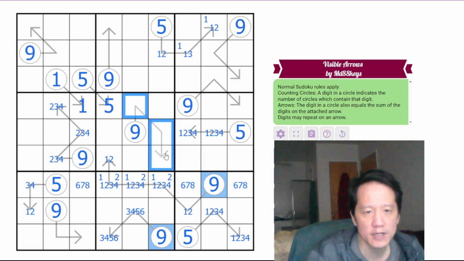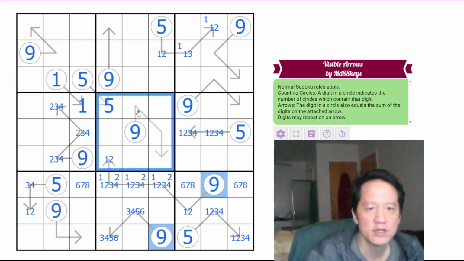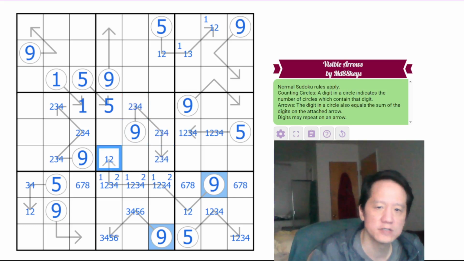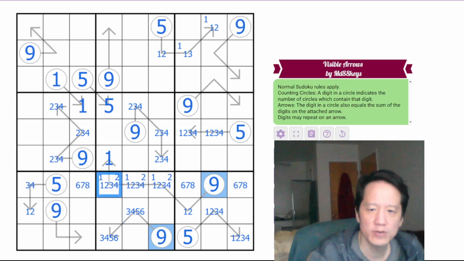This 9 cannot contain a 5. So it cannot be 1, 3, 5. But it can't be 1, 2, 6 because of the 1, 2 possibility cell in that box. So this has to be 2, 3, and 4, which makes this 1. Therefore, that's a 1. This can't be a 1 here.